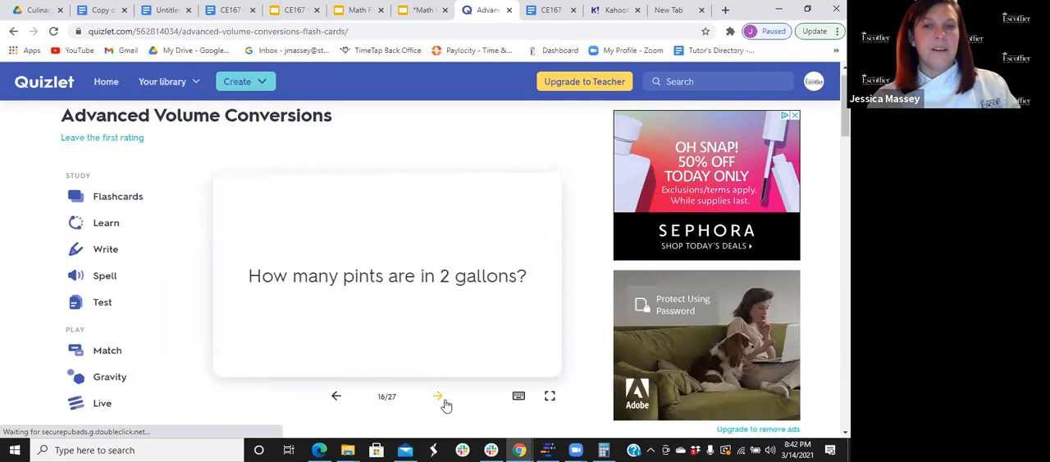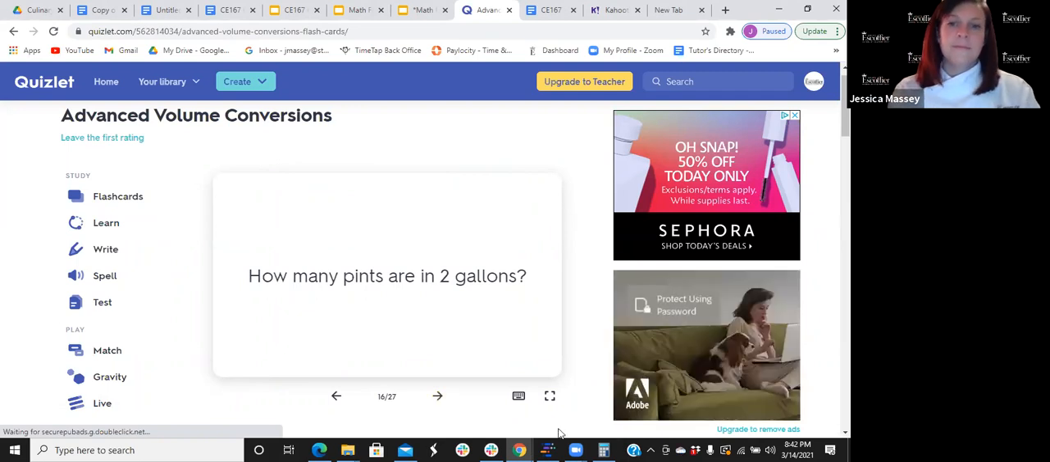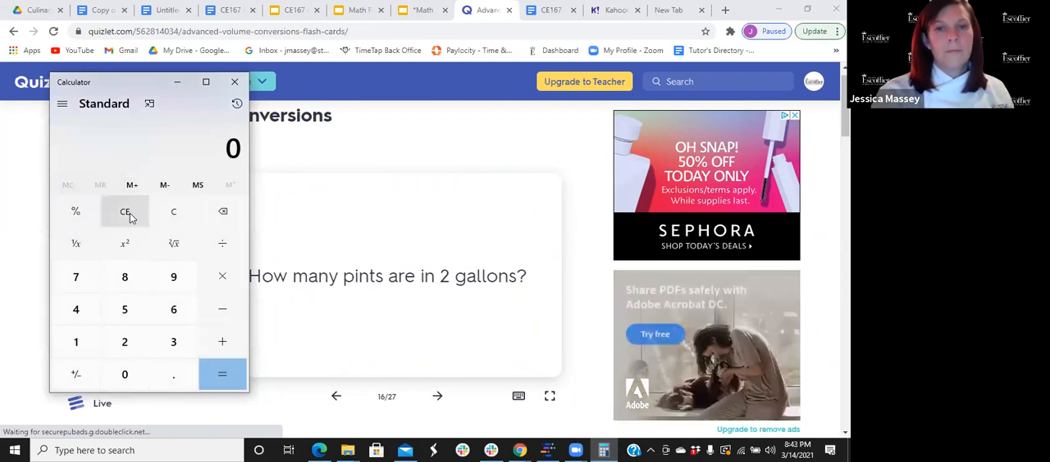How many pints are in 2 gallons? So a pint is smaller than a gallon, so you would multiply. How many pints are in 1 gallon? 8.